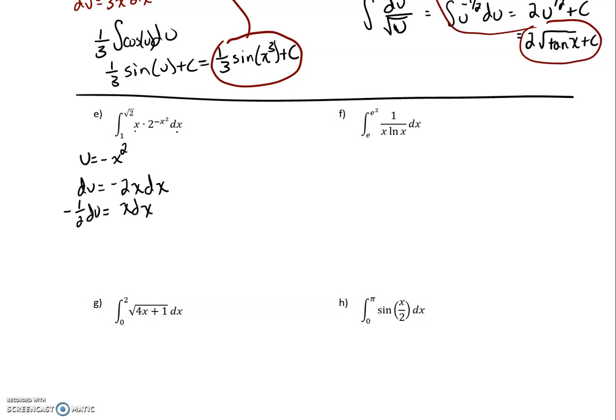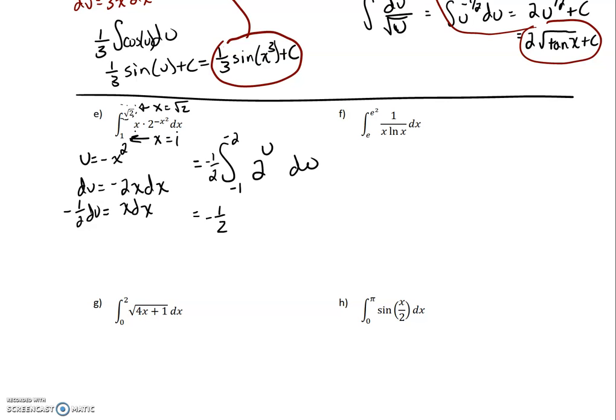And when I rewrite this thing, the integral is going to be negative 1/2 can go to the front, the du can go here, and this is going to be 2 to the u. So the x and dx are getting replaced by the negative 1/2 du, and then this 2 to the negative x squared is just being replaced with the 2 to the u. I can also rewrite my bounds of integration. Remember, these bounds of integration up here are in terms of x. This is actually an x equals root 2. This is an x equal to 1. So when I rewrite this thing, it's negative 1 to negative 2.